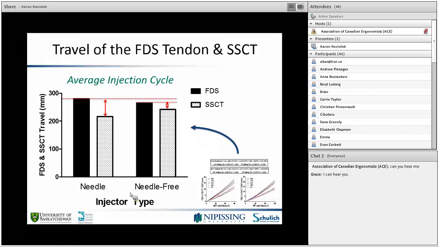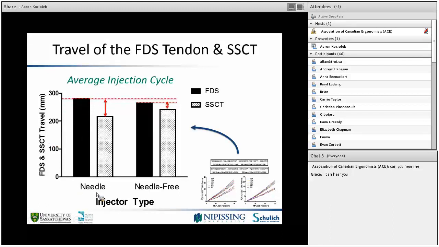And if I believe that the injury mechanism for carpal tunnel syndrome is related to tendon shear, then the relative motion between the tendon and tendon sheath would give me a pretty good idea of the shear potential between these 2 structures. And if I look at this, you can see that the difference between the tendon and the tendon sheath for the conventional needle injector was quite a bit greater for this subset of data compared to the needle-free injector. So this would imply an overall greater potential for a shearing injury in the development of carpal tunnel syndrome for the conventional needle injector.